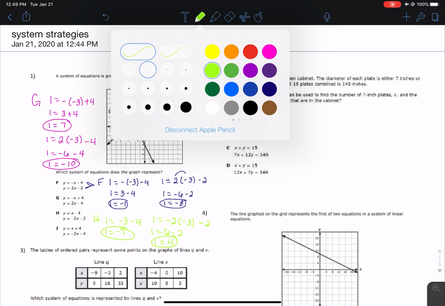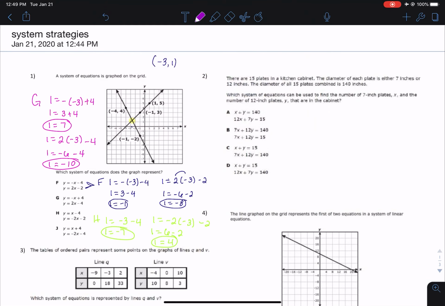All right, last answer choice, J. 1 equals -3 plus 4. So 1 equals 1. And then 1 equals -2 times -3 minus 4. So 1 equals 6 minus 4.